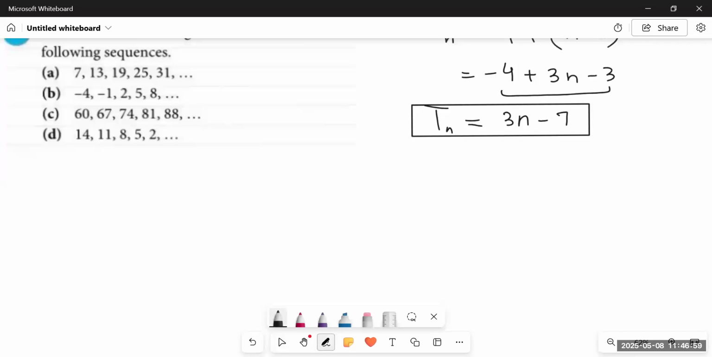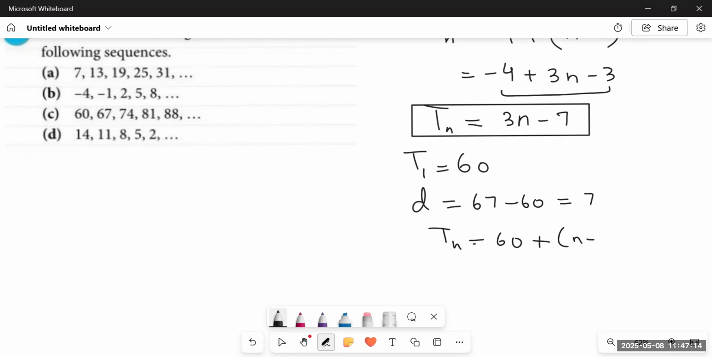The next term is 60. So T1 is equal to 60. And the common difference is 67 minus 60, which is 7. So Tn is equal to 60 plus n minus 1 times 7. That is 60 plus 7n minus 7, where 60 minus 7 is equal to 53. So the answer would be 7n plus 53.